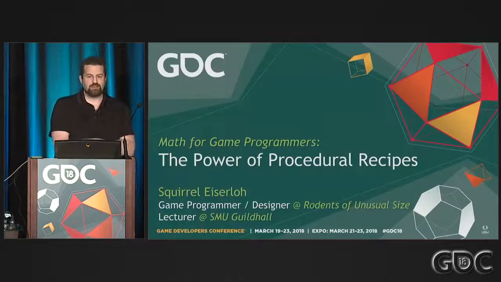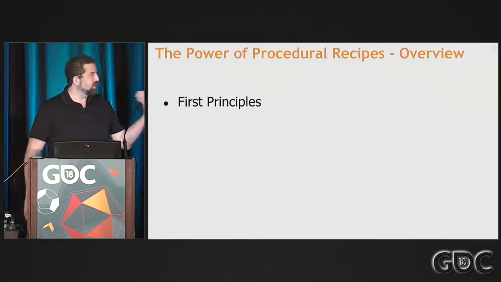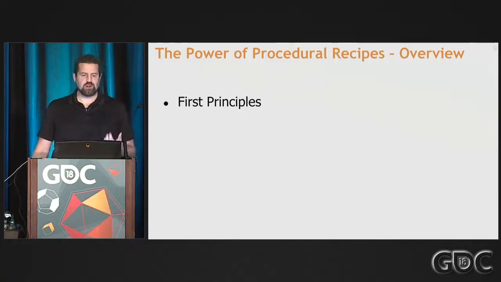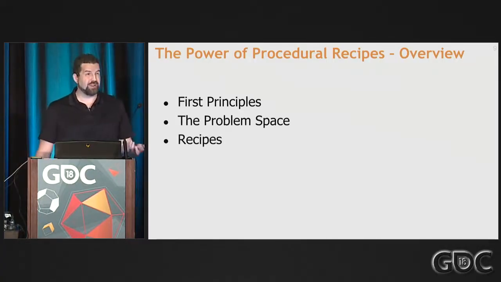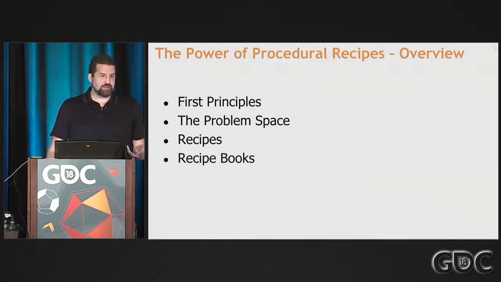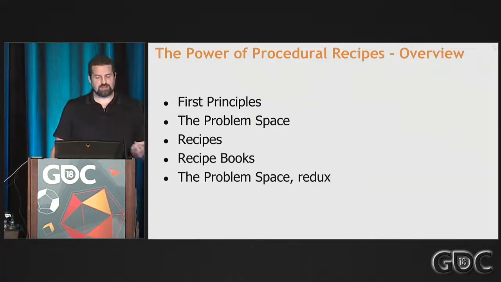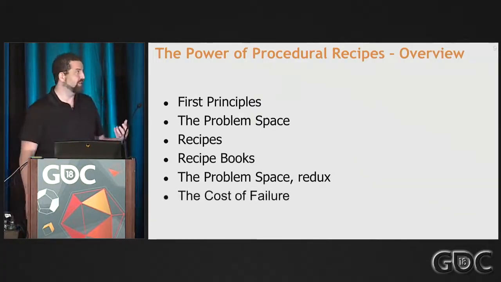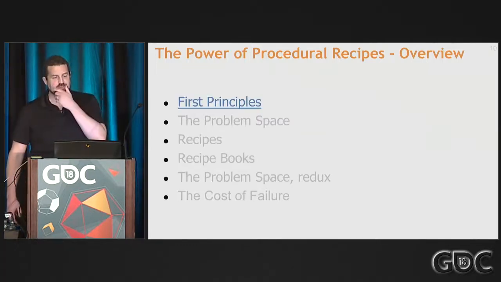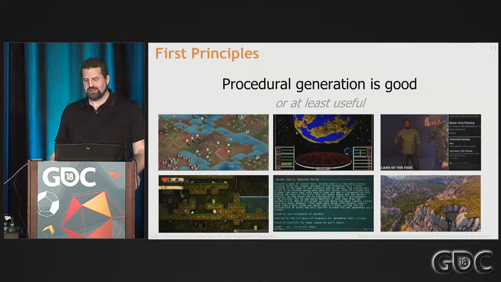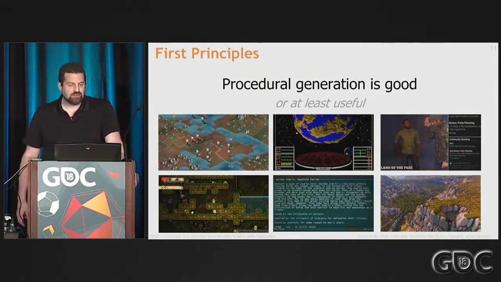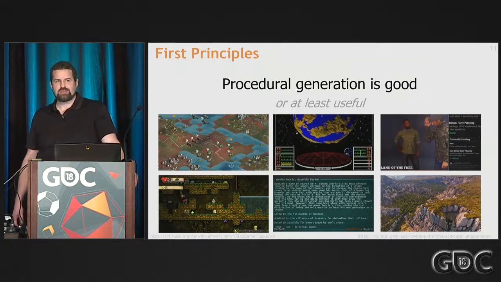Okay, so power of procedural recipes. I want to talk about first principles, where we're coming from. I want to talk about the problem space. I want to talk about what I mean by recipes, and then recipe books, and then I want to revisit the problem space and talk briefly at the end about the cost of failure. So first principles. Hopefully you at least accept the idea that procedural generation is useful or even good, not just for generating terrain, but that's one of the cool things it can do, obviously.